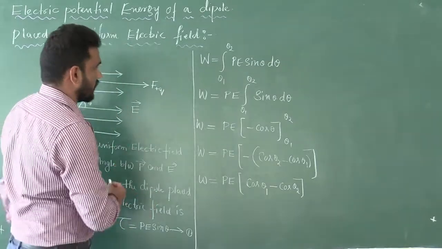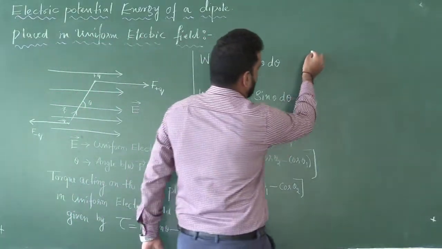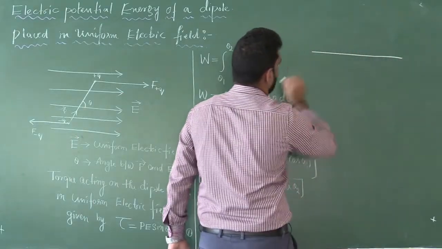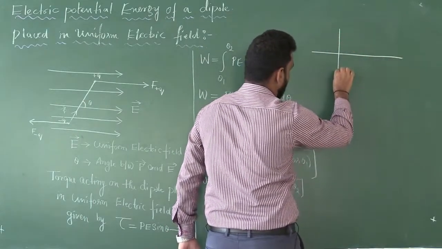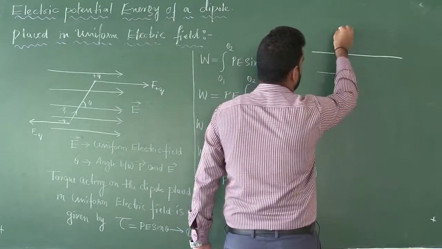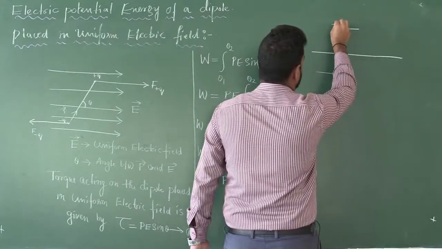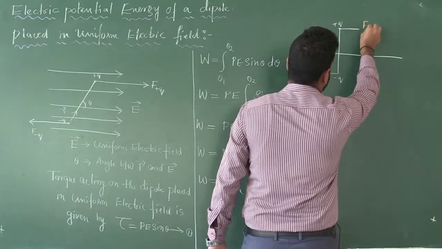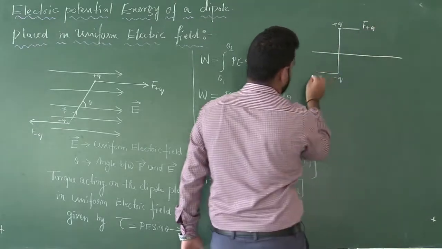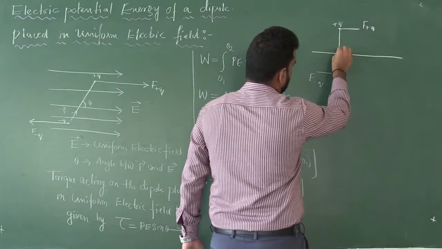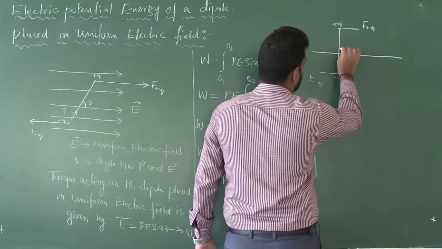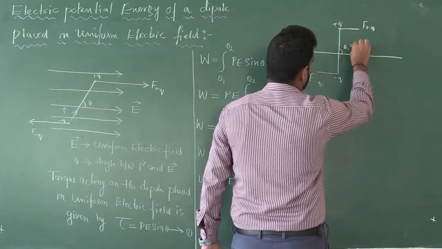So for that I will draw one diagram here. For example, just imagine this is the uniform electric field. So initially the dipole is placed like this. Positive charge, negative charge. This is the force F plus Q, F minus Q. So initially it is placed like this, so theta 1 is equal to 90 degree.